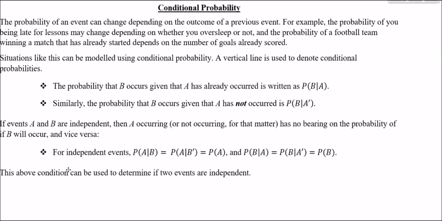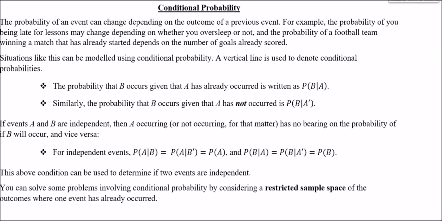And this condition here, if two events A and B meet this criteria, is sufficient to determine if those two events are independent. So if this can be shown to be the case, the probability of A given B is the same as the probability of A given not B, which is the same as the probability of A. This proves two events are independent.